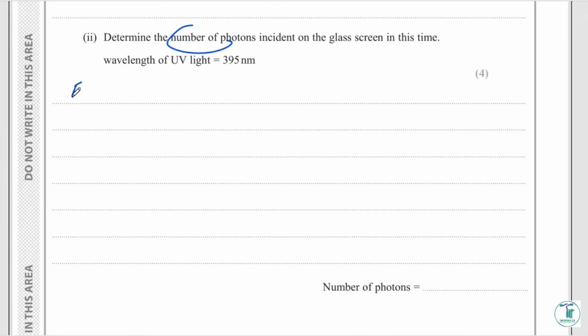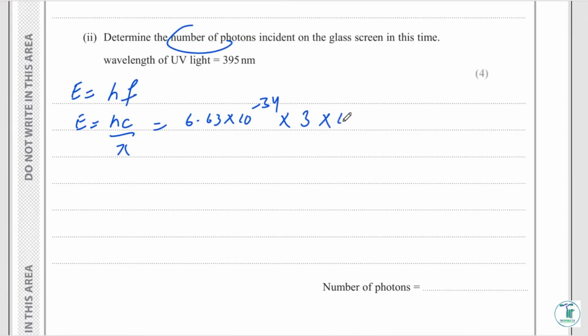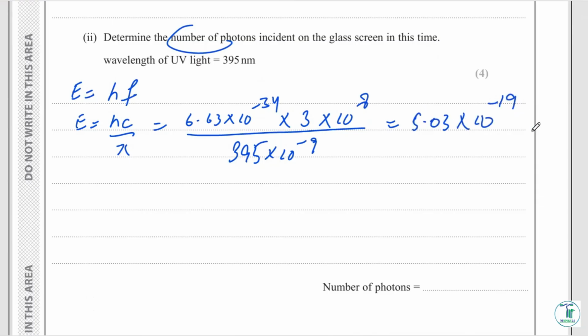The energy of the photon can be calculated using E equals hf, right? And E equals hc upon lambda as well. h is 6.63 times 10 to the power of negative 34. c is 3 times 10 to the power of 8, and lambda is given as 395 times 10 raised to the power of -9. I'm going to solve it, and I will have something like 5.03 times 10 raised to the power of -19 joules.